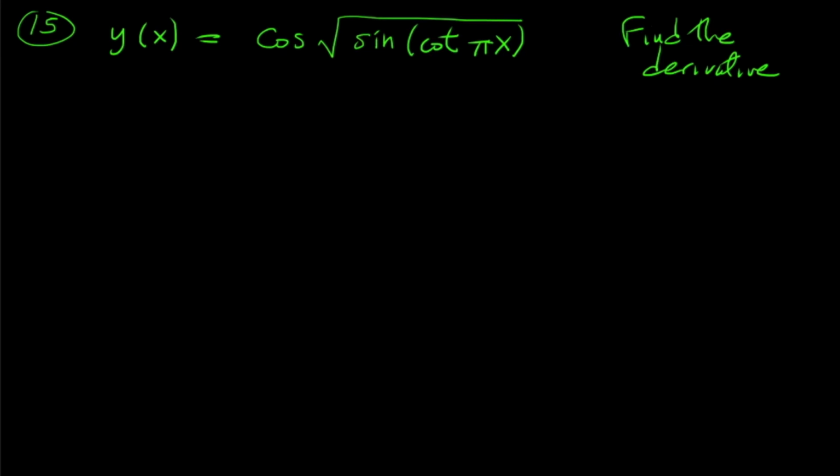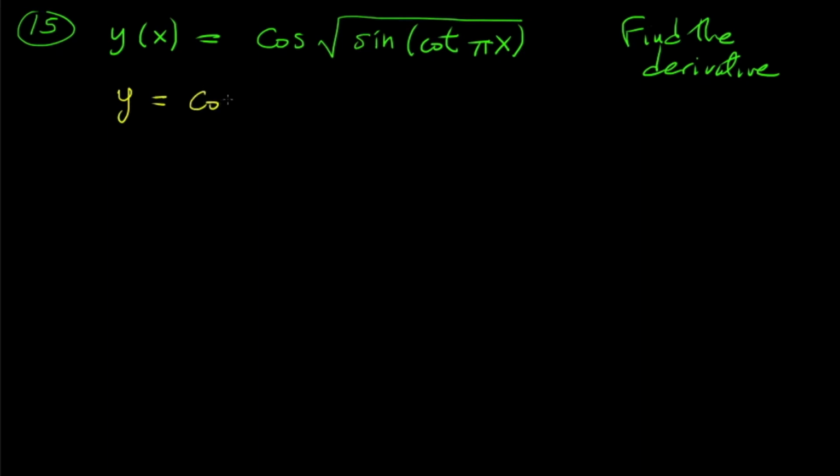All right, number 15. This is also a pretty difficult one. To be fair, it's also a little bit contrived. You're not going to see a function like this very often, right? So y is cosine of the square root of sine of cotangent of pi x. Find the derivative, right?